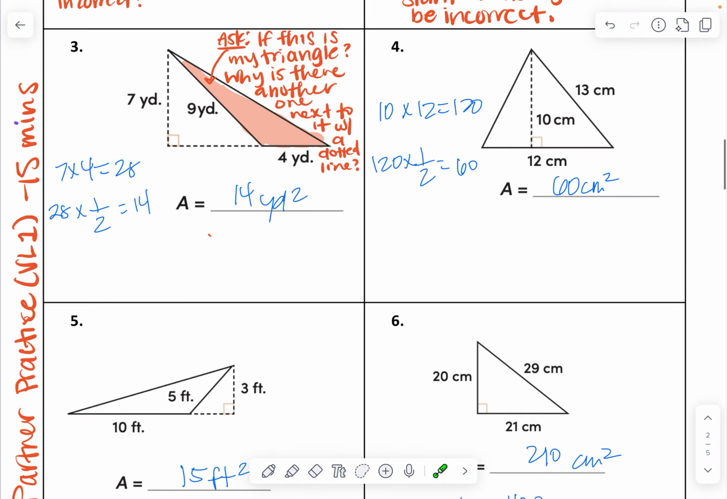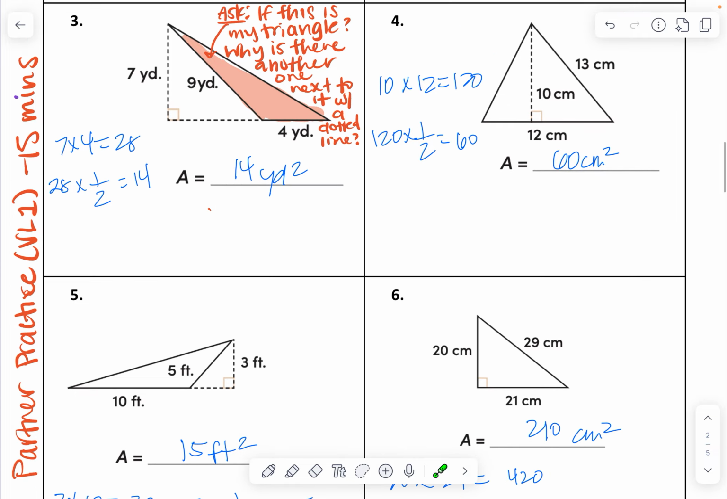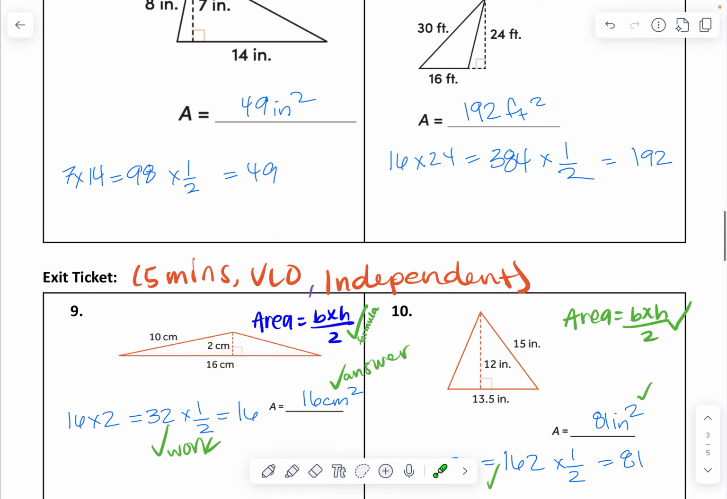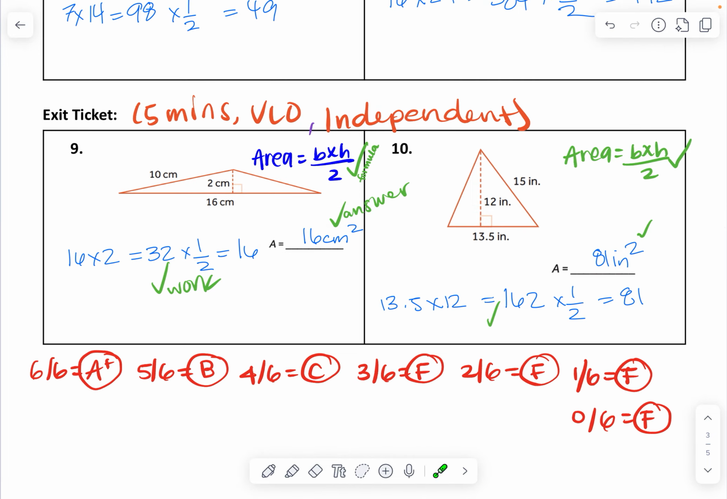From there, students are going to take about 15 minutes to work on questions 4 through 8 with a partner, and then you'll launch them into their exit ticket. They will get 1 point for writing down the formula, showing their work, and then also getting the correct answer. 3 points per question, 2 questions total, so 6 points altogether.